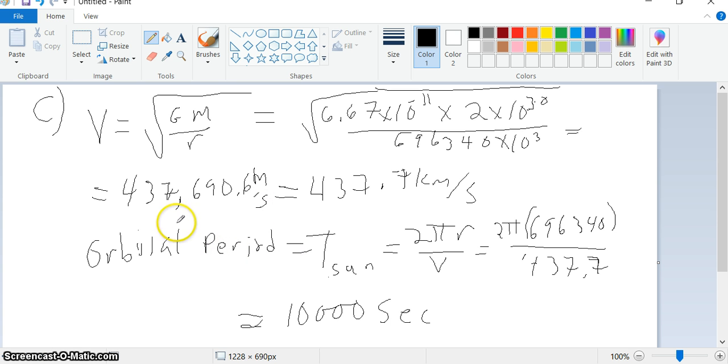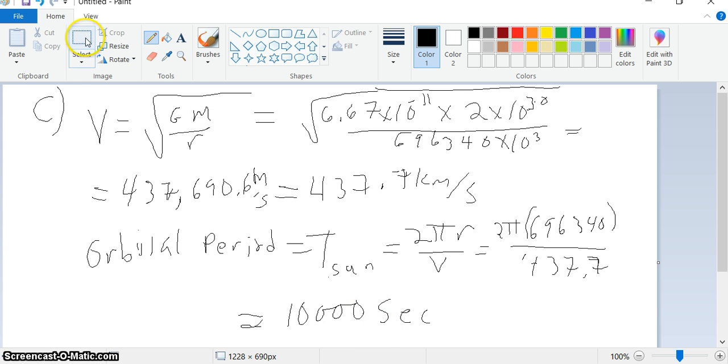All right, so again, we're trying to figure out the orbital period. The orbital period is the distance around the circumference divided by the orbital speed, right? Which the orbital speed in kilometers per second would be 437.7 kilometers per second. So you take this, 2 pi times the radius in kilometers divided by that number, you get almost 10,000 seconds.